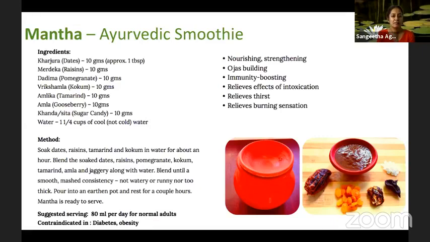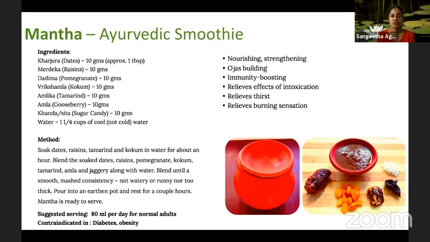And then you have Indian gooseberry. The thing to note is that this is Indian gooseberry. There are other kinds of gooseberry, but in this case it's very specific. It's the Indian gooseberry, again available in Indian stores.